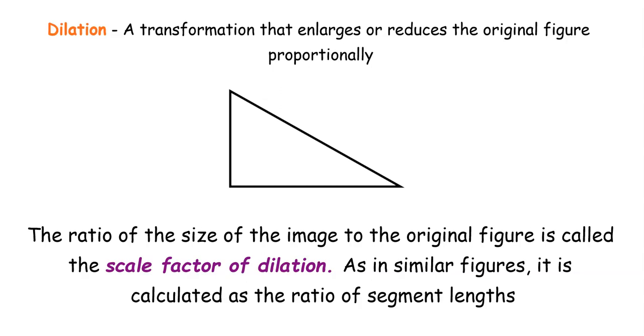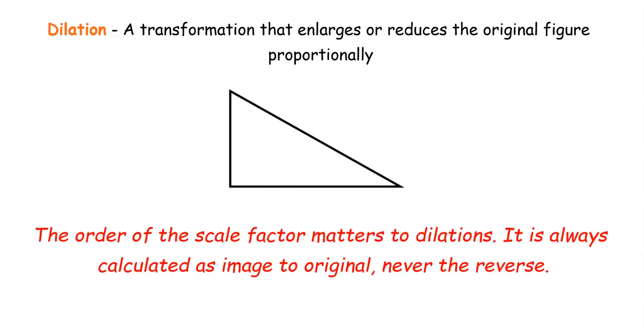When we saw scale factors in similar figures, we could envision the scale factor in either way: going from the smaller image to the larger image, or from the larger figure to the smaller figure. However, when it comes to dilation, it must be the same way every time. The order of the scale factor matters. It is always calculated as the size of the image to the size of the original, never the reverse.